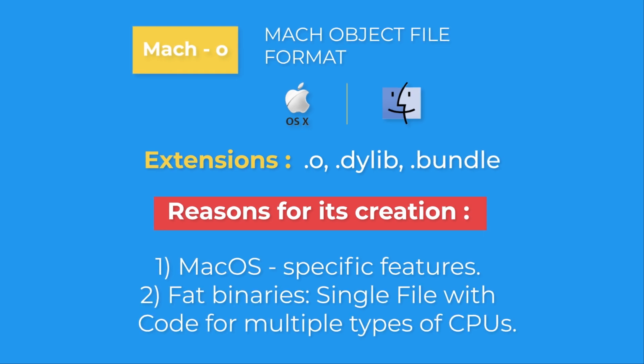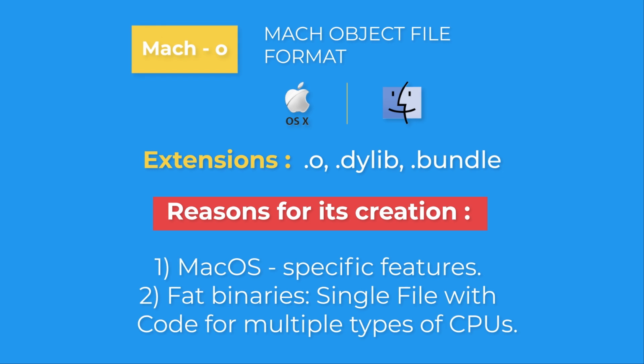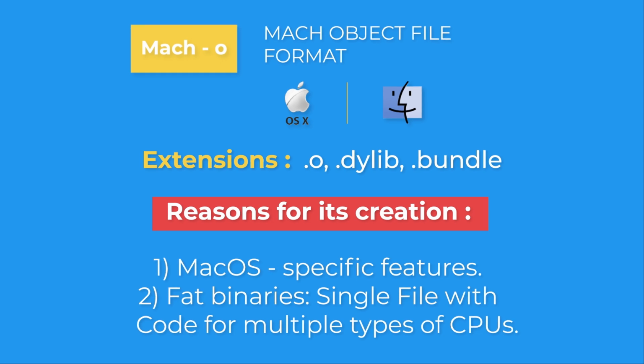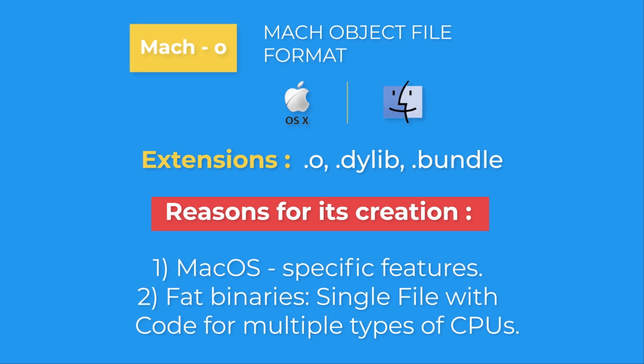The Mac OS uses what's called the Mach-O format, and that has certain very specific benefits for Mac, in the same way that the PE format has specific benefits for Windows. One of the benefits of Mach-O is that it supports multiple different CPU architectures, or CPU types, in one file, and these are called fat binaries.